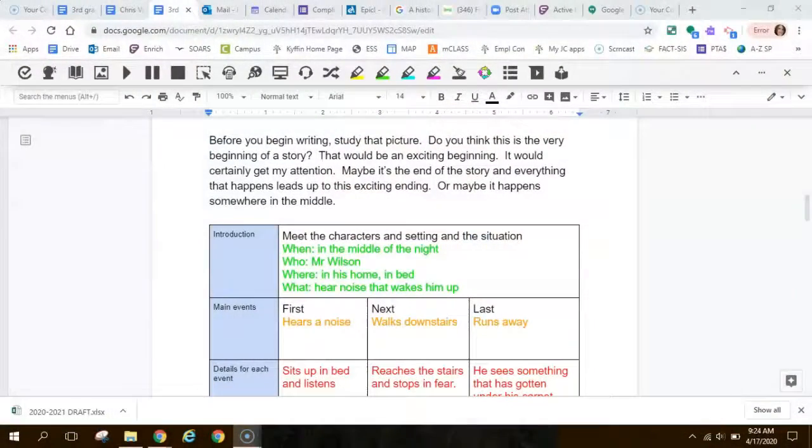So let's go ahead and look at what we have. You should definitely have your who, what, when, and where. And remember, we put it into a way that makes more sense as we say the when, the who, the where, and then the what. This is the page that you should be looking at.